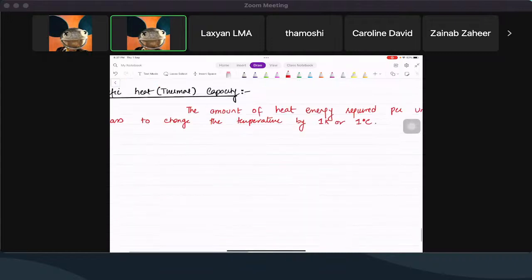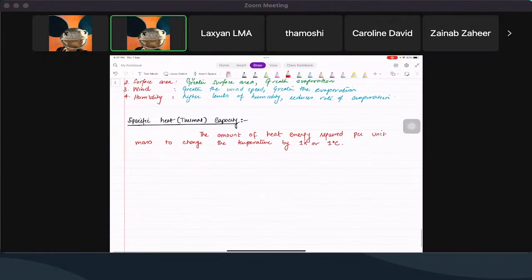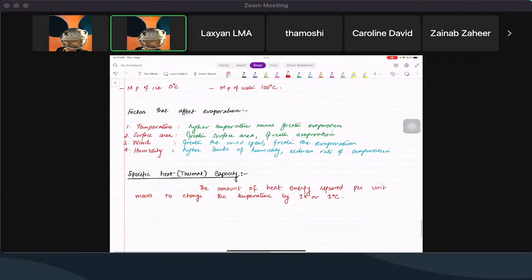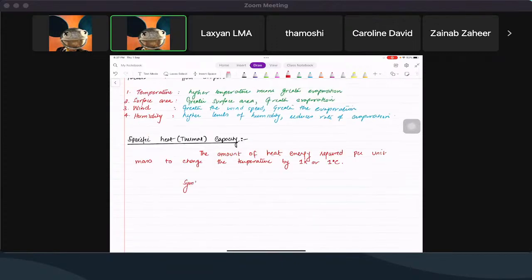Now the symbol, I'll explain what it means in a bit. The symbol for the heat capacity is basically small c, and the SI units for this are joules per kg per Kelvin or joules per kg per degree Celsius. Okay.